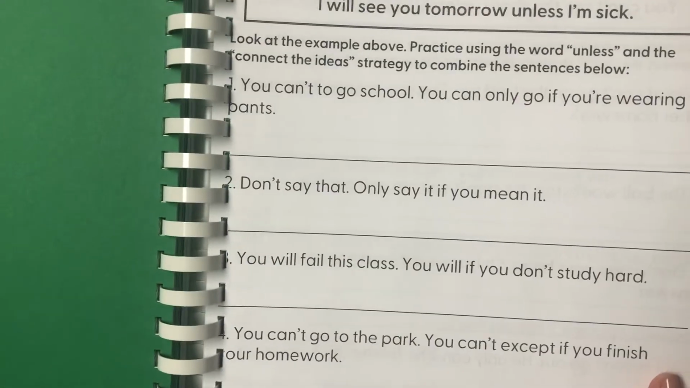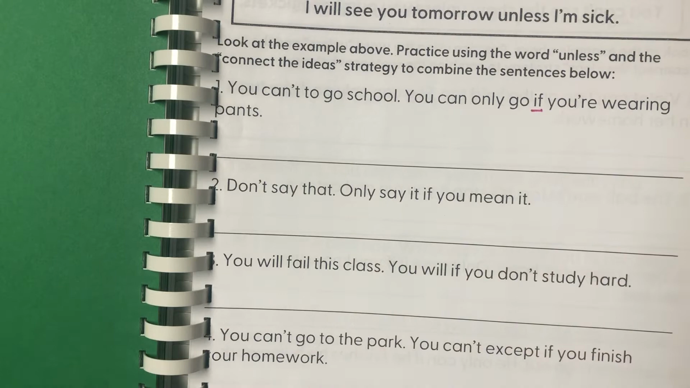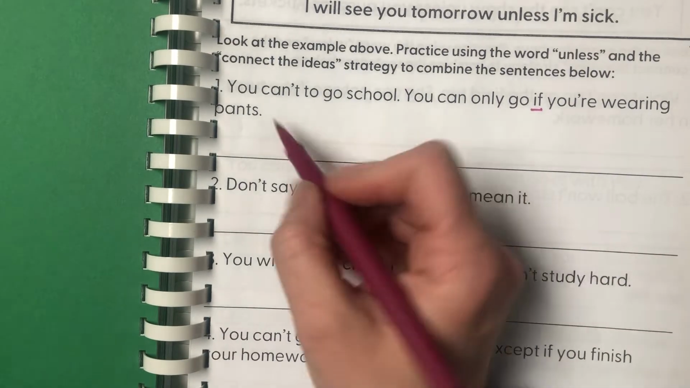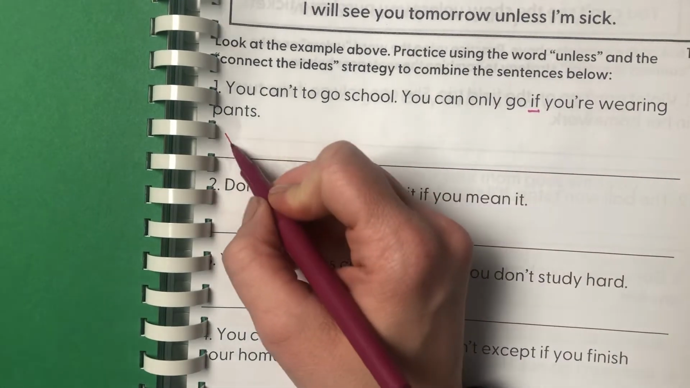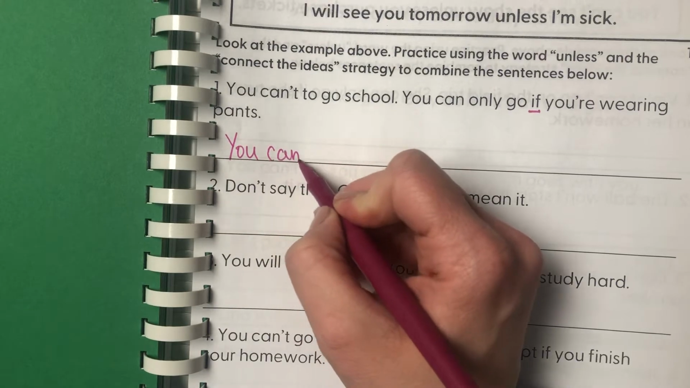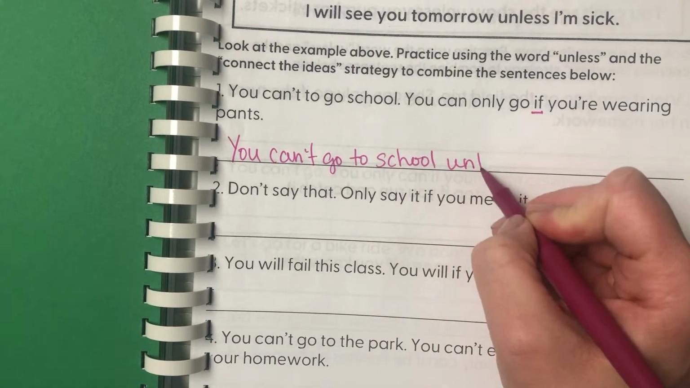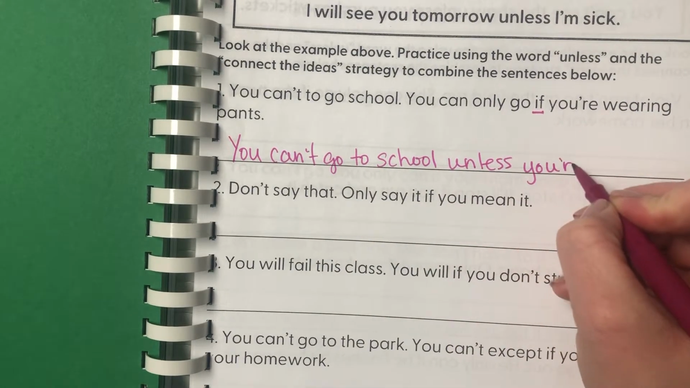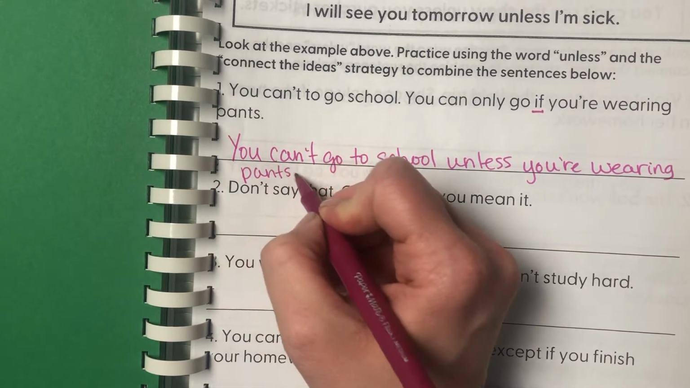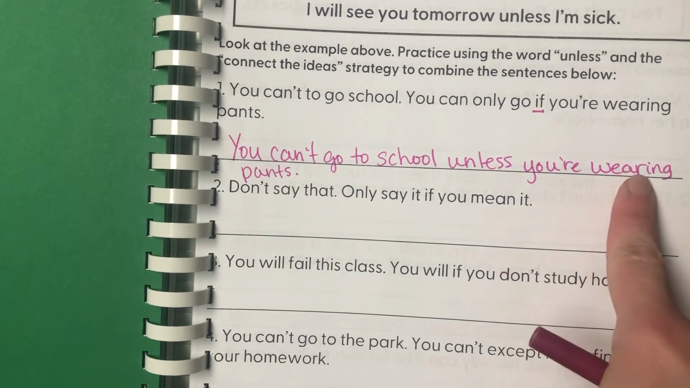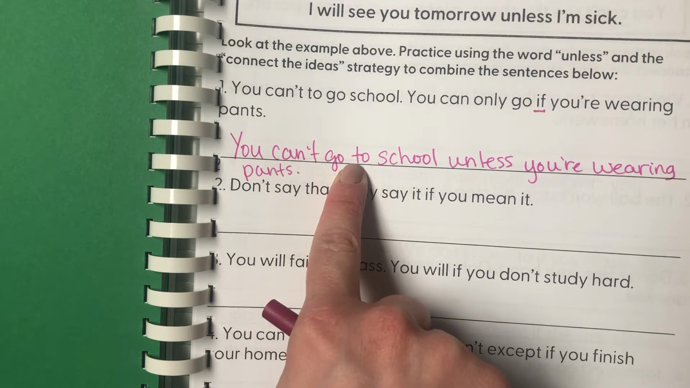Let's take a look at number 1. You can't go to school. You can only go if you're wearing pants. So you can't go to school unless you're wearing pants. Makes sense, right? So if you're not wearing pants, you're not going to school. In order for idea 1 to be possible, you got to do idea 2.